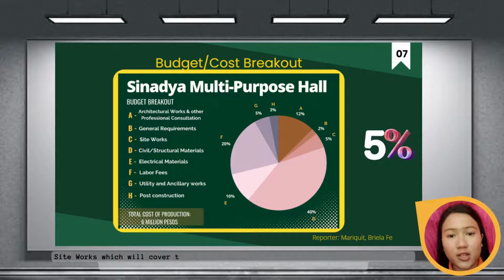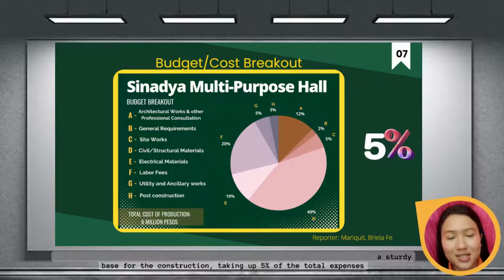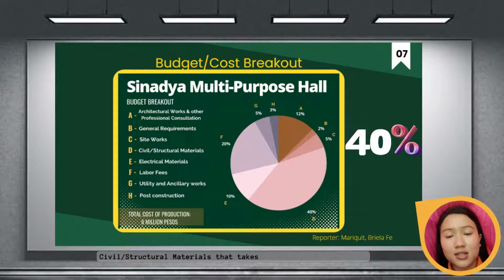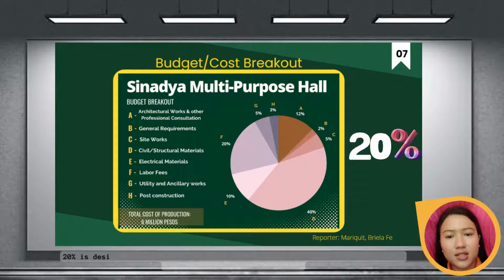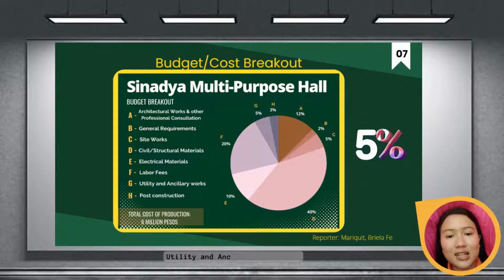Site works, which will cover the site clearing and soil treatment to ensure a sturdy base for the construction, taking up 5% of the total expenses. Civil structural materials, that takes up 40% of the total cost. Electrical materials, which is 10%. 20% is then designated for the labor fees that includes construction and installation of electric wirings in the building. Utility and ancillary works, which is 5%.